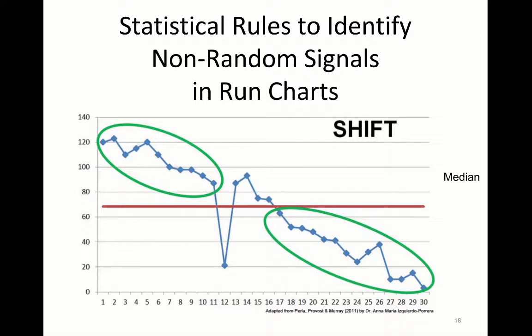This is the graphical representation of a shift. This time series has 2 shifts. The first one presents 11 consecutive points above the median. The second shift represents 14 consecutive points below the median.